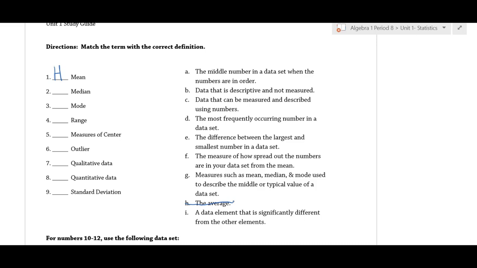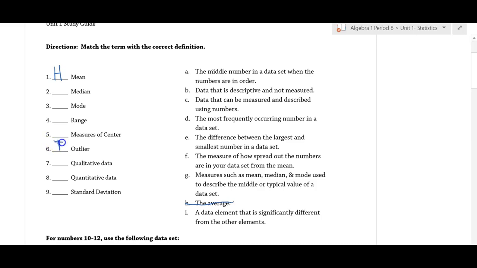All right, another really obvious one to me is going to be outlier. So an outlier is data that's really different, way higher, way lower. So if we're reading through those multiple choice options there, which one would be an obvious choice for the outlier? I, right? A data element that is significantly different from the others.